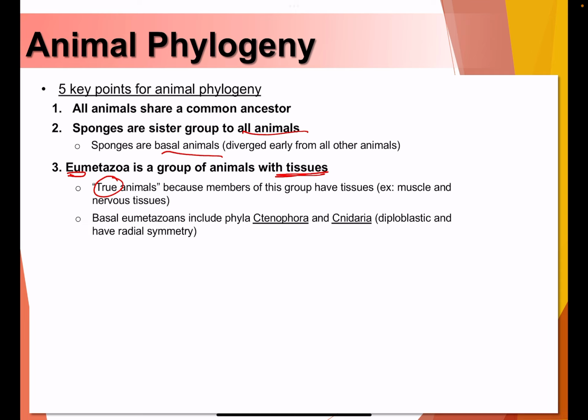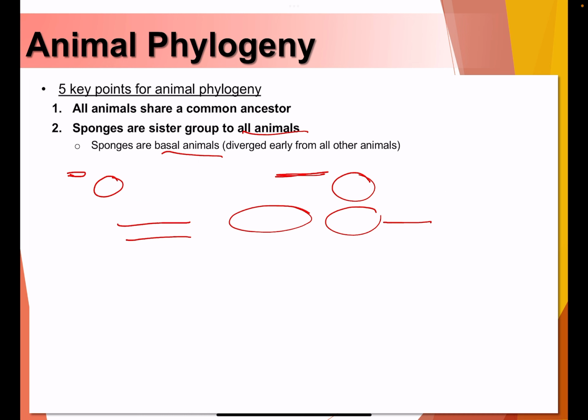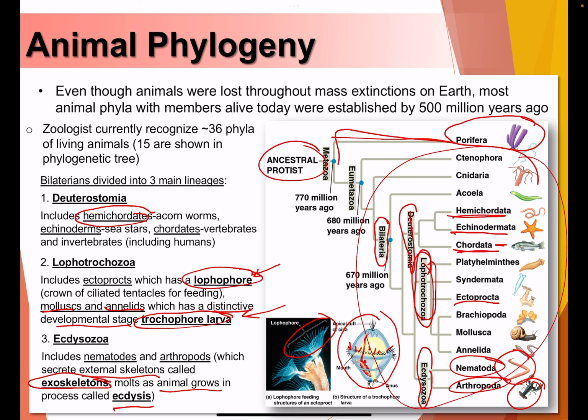And this Eumetazoa is then the true animals, because members of this group have tissues, like the muscular tissues and nervous tissues we talked about. Basal eumetazoans include the phyla Ctenophora and Cnidaria, which are both diploblastic and have radial symmetry. So if we go back to here, here's your Ctenophora and Cnidaria, okay, and Eumetazoa.